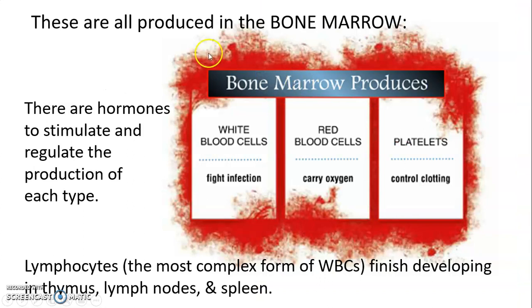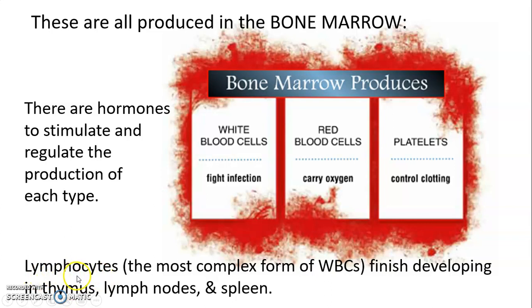Okay, all of these are produced in the bone marrow. Inside your bone, there is this soft stuff, and it makes blood cells. It makes white blood cells, red blood cells, and platelets, and here again is the summary of their jobs. The making of blood cells is extremely important. It's constant work. It's happening continuously, and there are hormones involved in regulating the right amount, that the right amount are made.